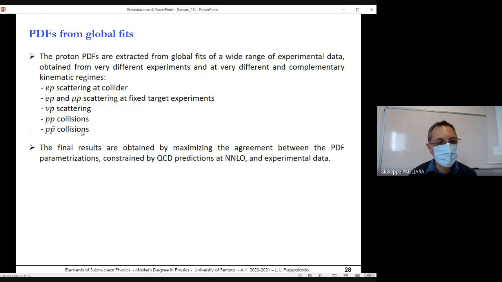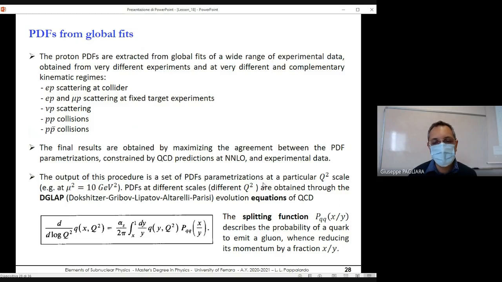Now, once you put all these things together and perform a global fit, and this is what phenomenologists are doing, one obtains a set of PDF parameterizations, which are obtained by maximizing the agreement between the parameterization and the experimental data, where the parameterization, of course, has to be QCD inspired, at next-to-leading or even next-to-next-to-leading order. So you match your QCD-inspired parameterization with your data, which come from very different and complementary experiments and kinematic regimes, and at the end you obtain a set of parton distribution functions. In particular, you can obtain a set of parton distribution functions at a specific scale of Q square, for instance mu square equal 10 GeV squared, where mu is an arbitrary scale.